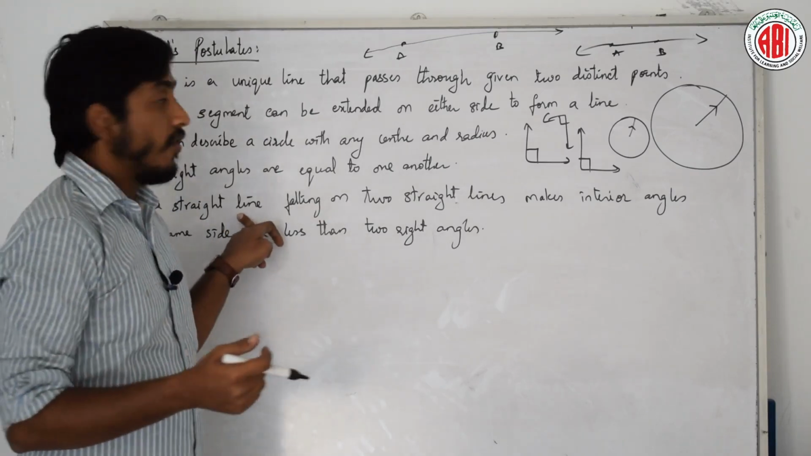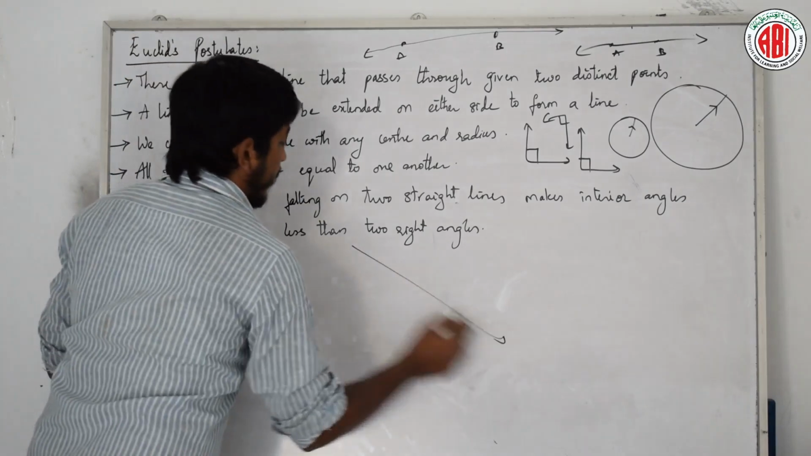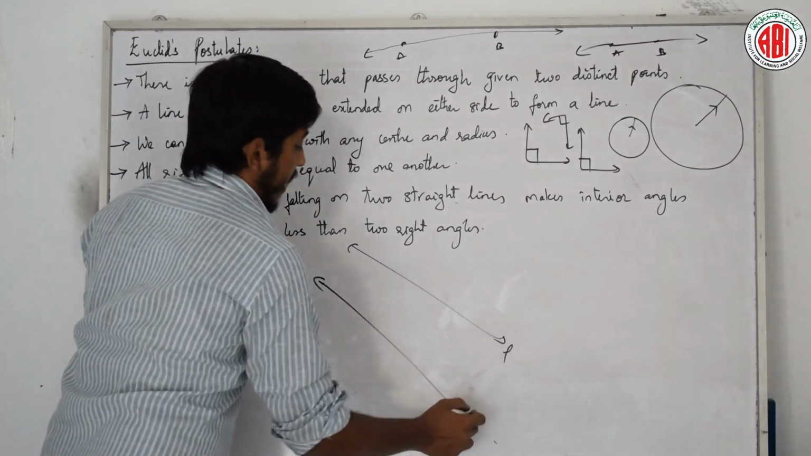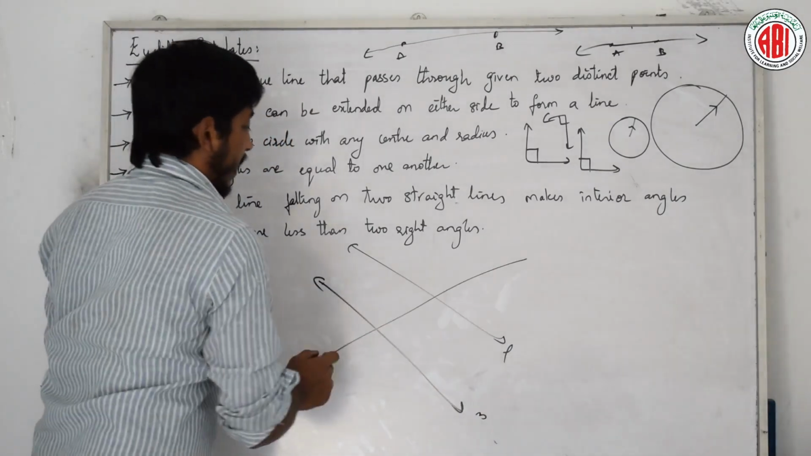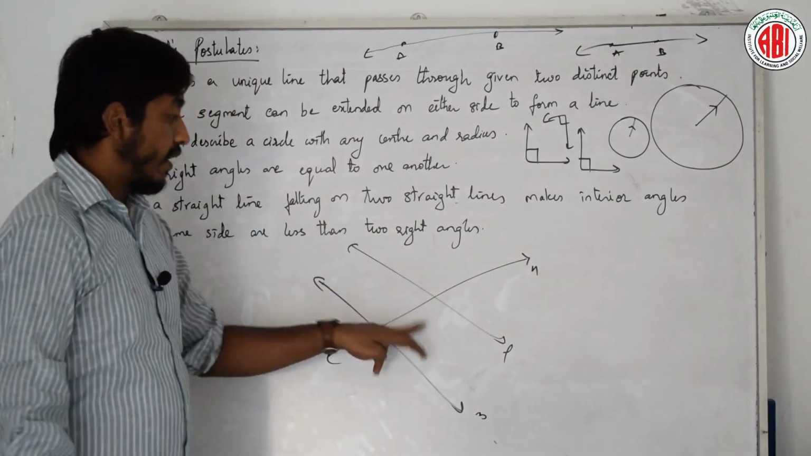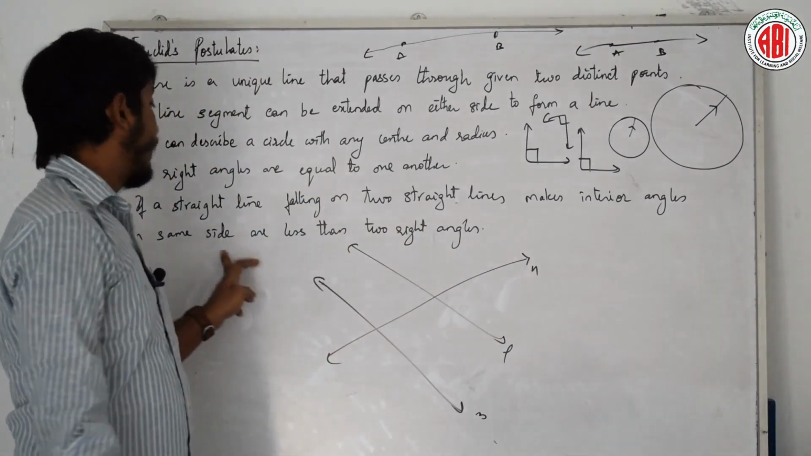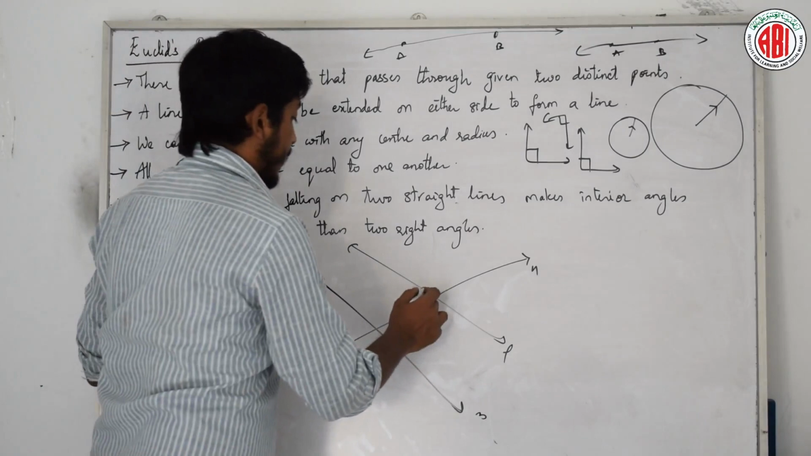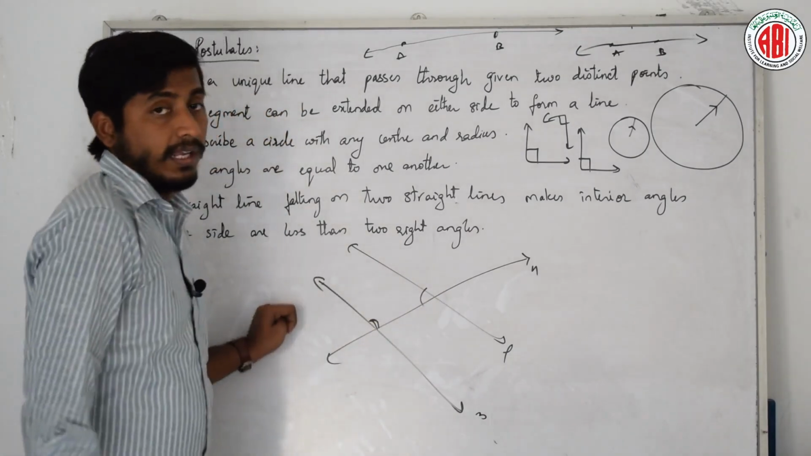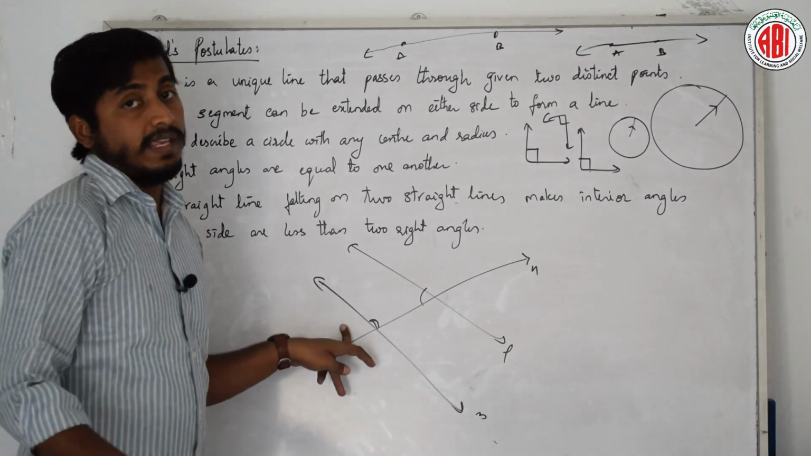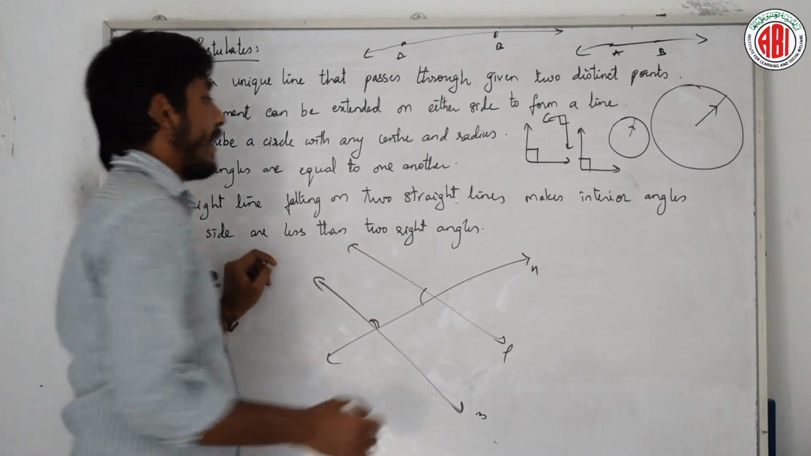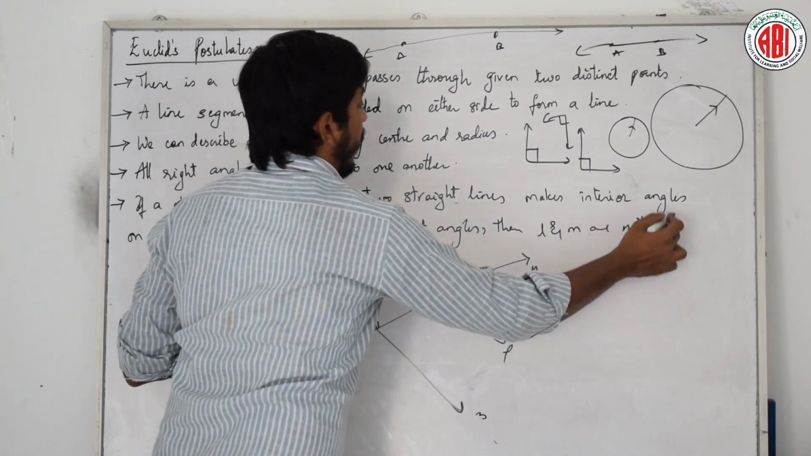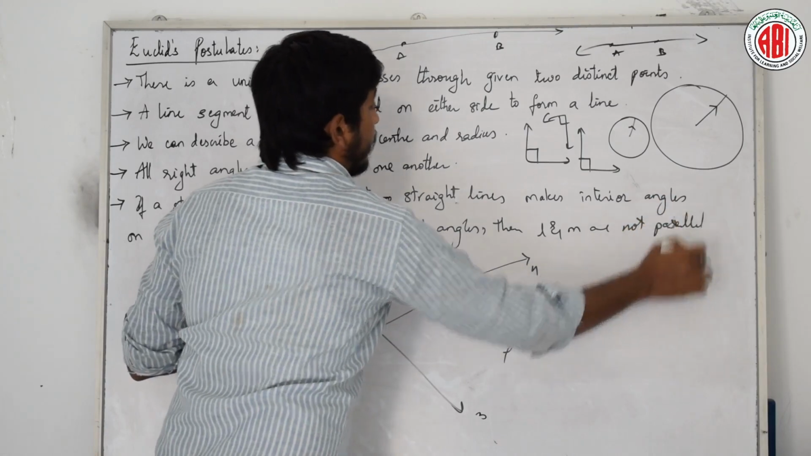If a straight line falls on two straight lines, let us assume these are two straight lines, let us say LM. He is telling a straight line, one more straight line N, is falling on this straight line, making interior angles on the same side that are less than two right angles. See here, these interior angles, let us say these both, right? If the sum of these two angles is less than two right angles, then L and M are not parallel at all. Is it clear? Yes or no?